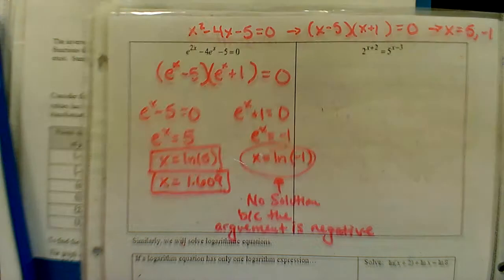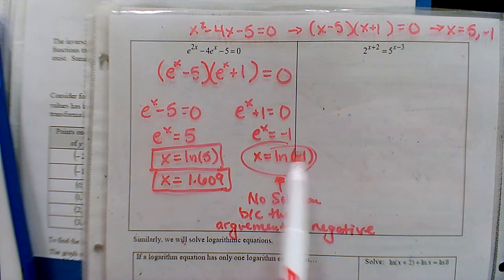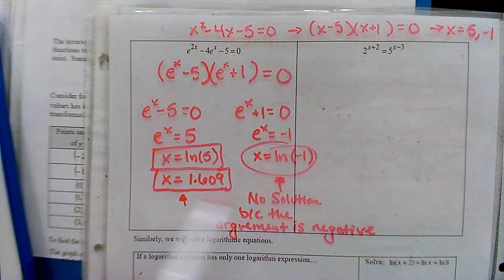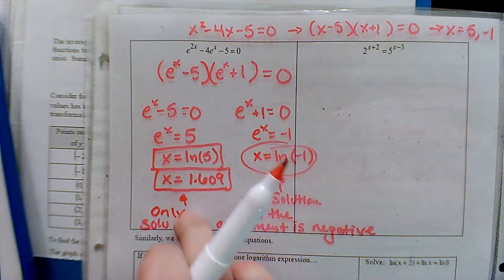So in addition to this concept that we talked about on Friday, how the argument cannot be negative, it also cannot be 0. So you're essentially just wanting a positive number in there. No 0, no negative. Those are going to kind of mess it up. Okay? So the only solution we would have in this case is 1.609. So we'll write only solution.